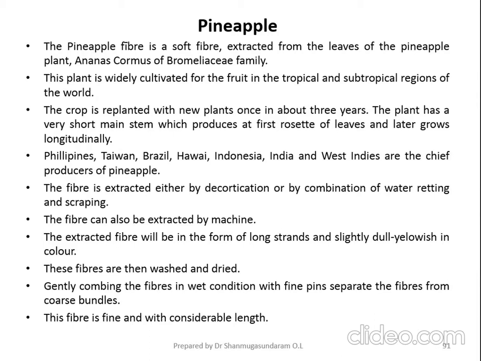The fiber can also be extracted by using a machine. The extracted fiber will be in the form of long strands and slightly dull yellowish in color. These fibers are then washed and dried, then gently combed in wet condition with fine pins to separate the fibers from coarse bundles. So this is how you separate the fibers using fine pins. This fiber is fine with considerable length.